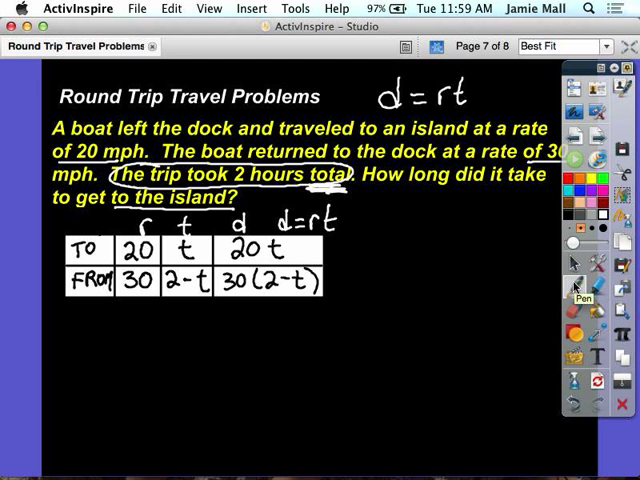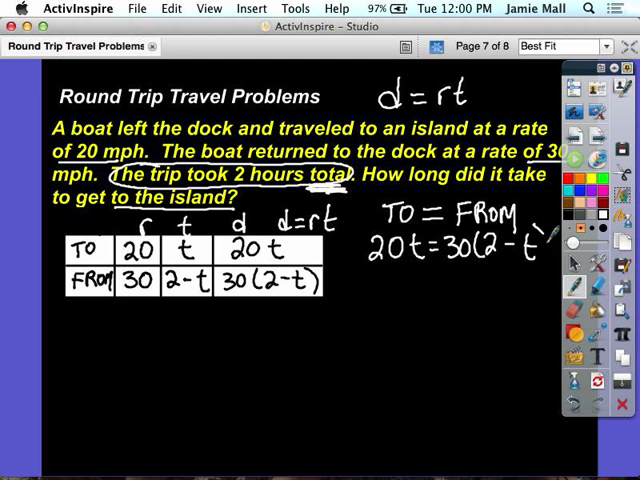Now we're ready for the equation. In the equation, here's what we know. The distance to the island is the exact same distance back from the island. When you're talking round trip, the two distances are equal, and for that reason, these are very much like what we did yesterday in same direction travel problems. All I'm doing is showing that the distance to the island, 20t, is equal to the distance back from the island, which is 30 times the quantity of 2 minus t.